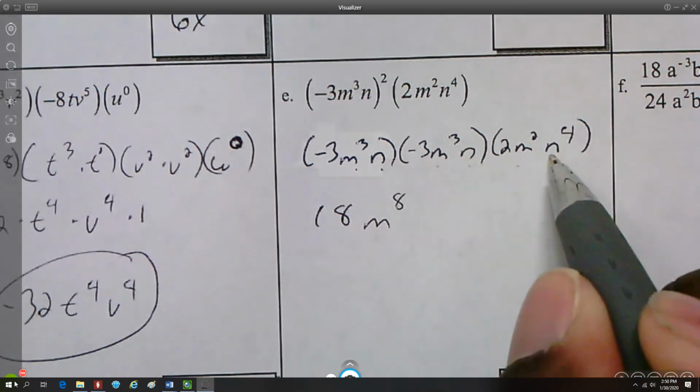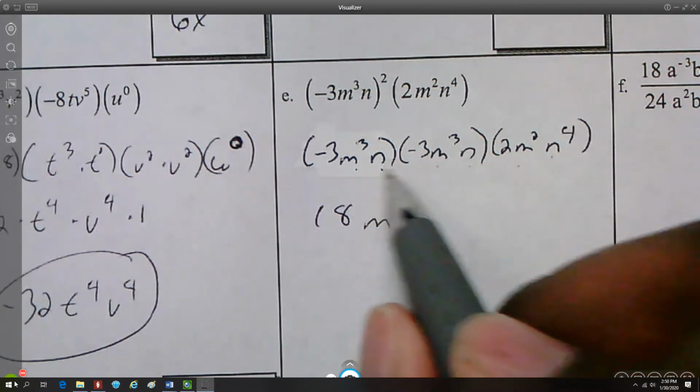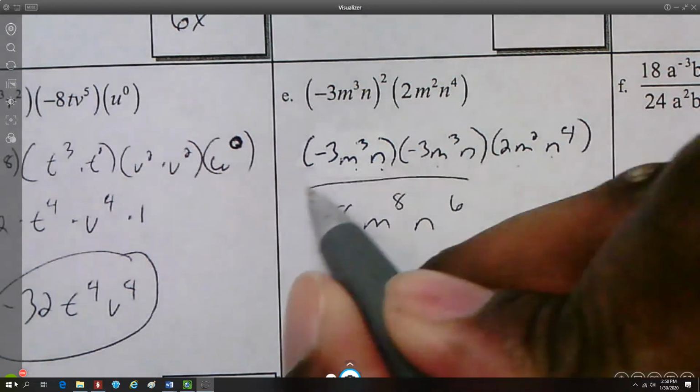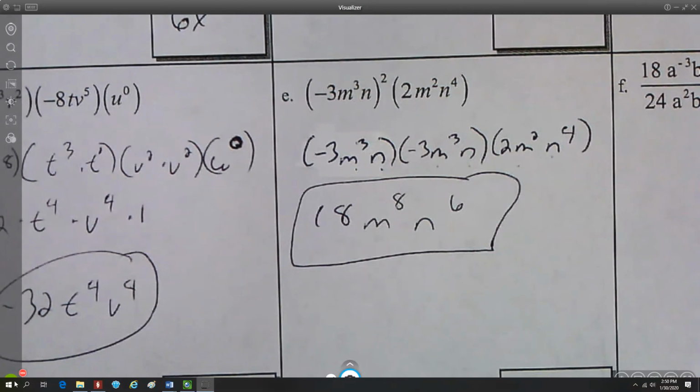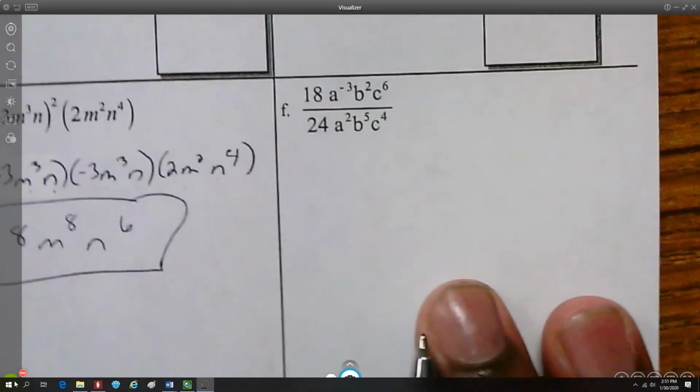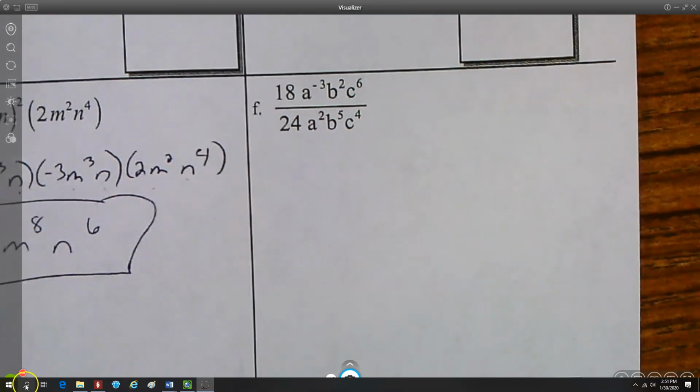N times n to the 4th. N times n is n to the 2nd, times n to the 4th gives you n to the 6th. So the final answer for that one is this. The last one is this one. Pause the video and try this one on your own.